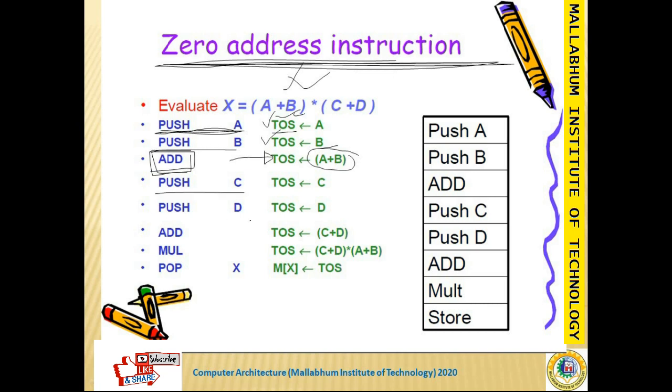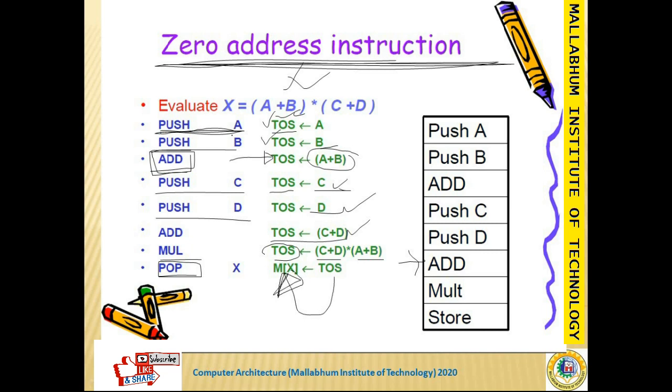Next push C, push D. So the top of the stack contains the content of C and the content of D. Then add again, and the top of the stack contains C plus D. Next multiplication. Whatever may be the result of C plus D and A plus B, that has to be multiplied and stored in the top of the stack. Next, pop. The result has to be popped and stored within the memory address.